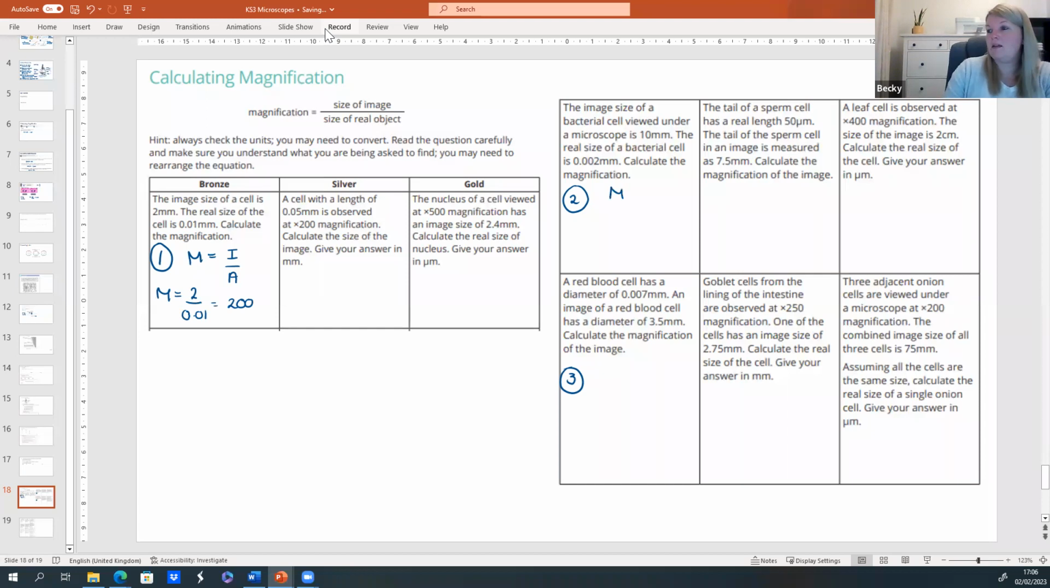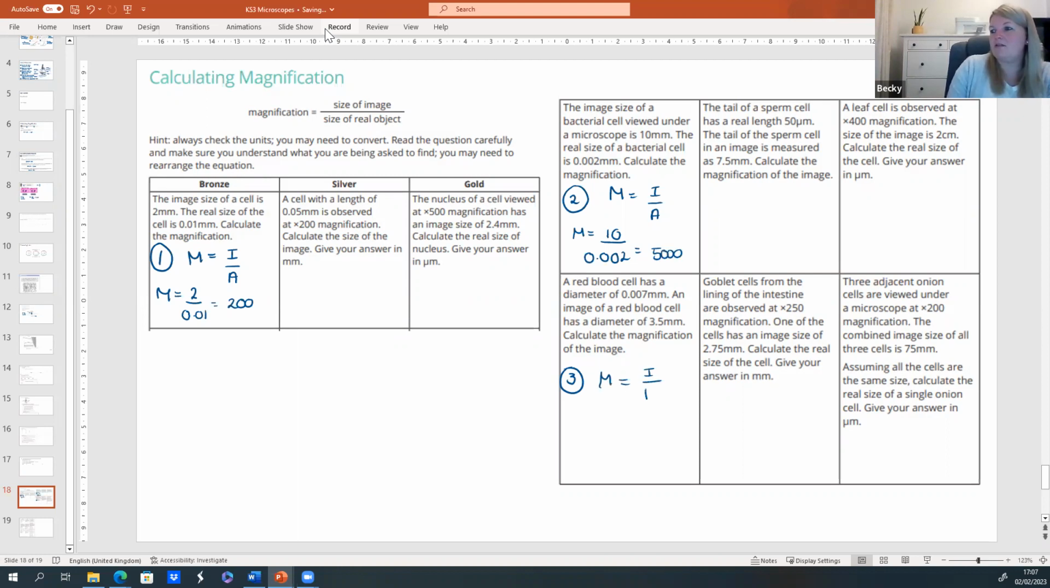Okay, magnification, image over actual. We're only calculating magnification in a minute. So the image size is 10. And the actual is 0.02. And so we've got 5,000. How's your ace at this?